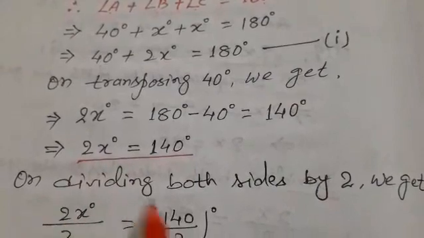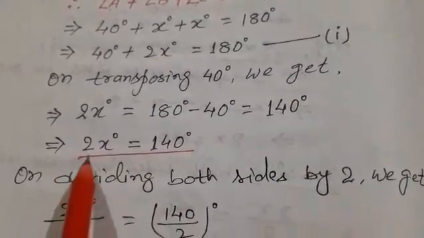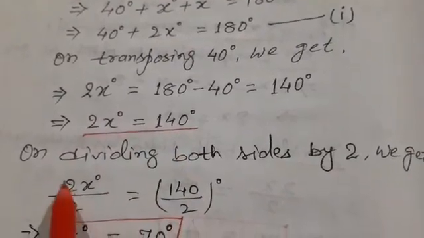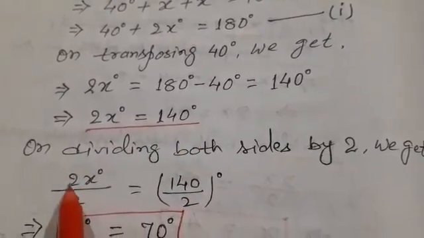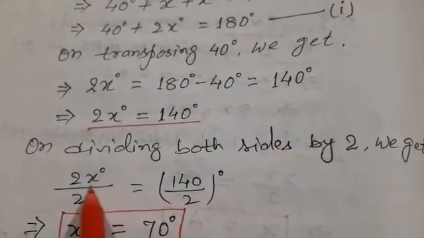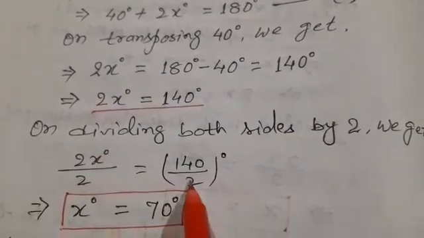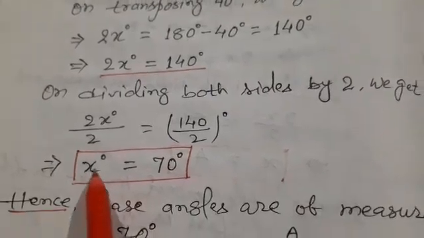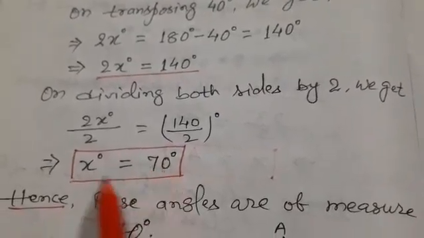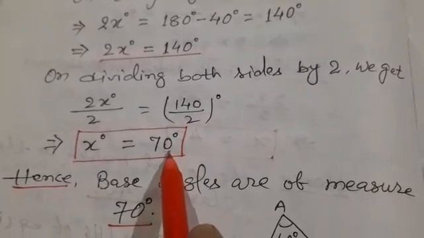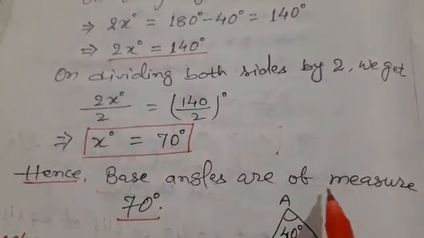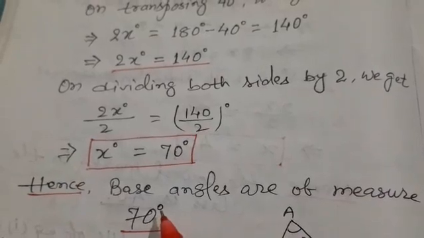Now we write here, on dividing both sides by 2 we get 2x by 2 is equal to 140 by 2. 2 and 2 cancel. It becomes 1x, that means x degree equal to 70, since 2 sevens are 14. Hence we can say x degree equal to 70 degree, or simply x equal to 70 degree. That is the base angle. Hence the base angle is of measure 70 degree.